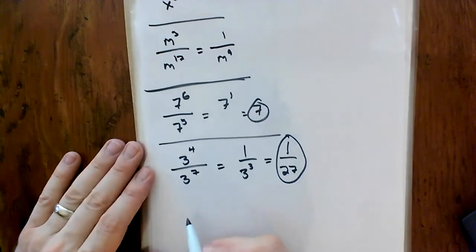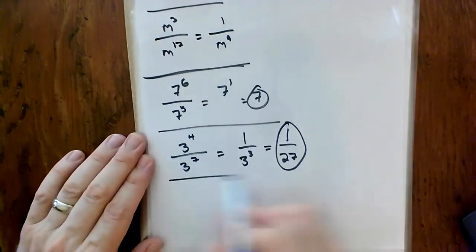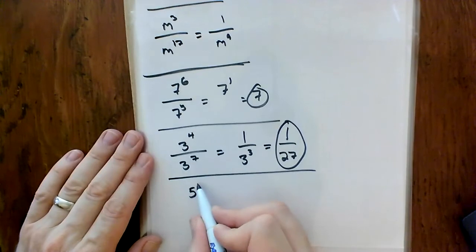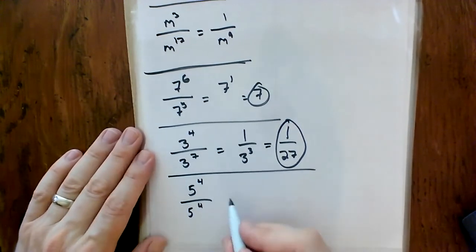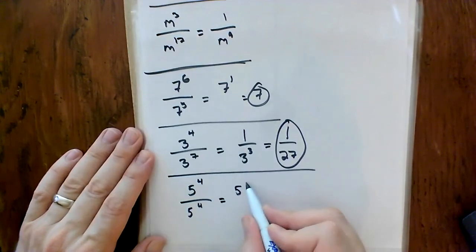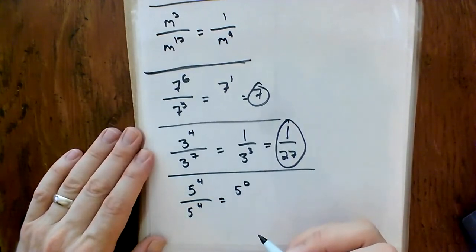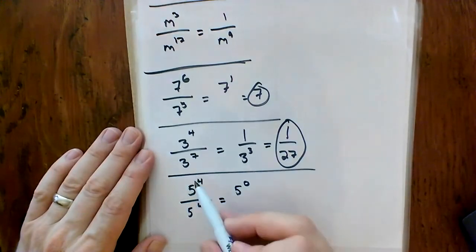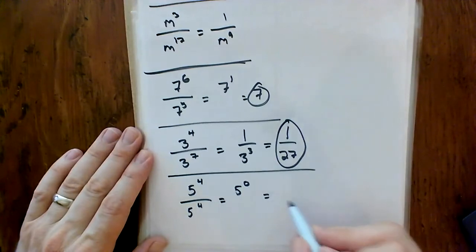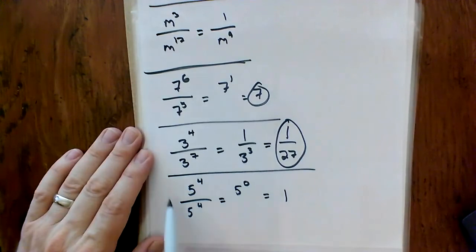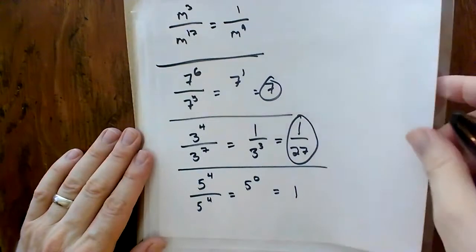Well, what happens if I've got something like 5 to the 4th power over 5 to the 4th power? That would be 5 to the 0. But notice that this is just a thing divided by itself. That's going to be equal to 1. And this right here is the reasoning behind what we think of as the zero exponent rule.